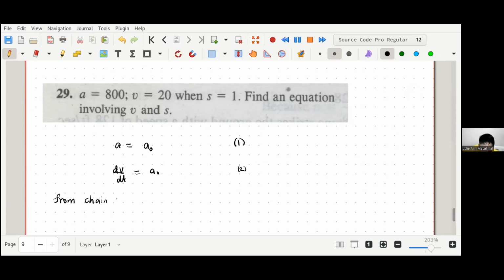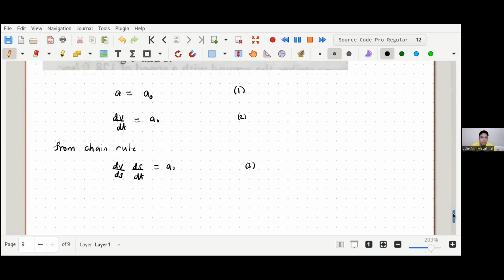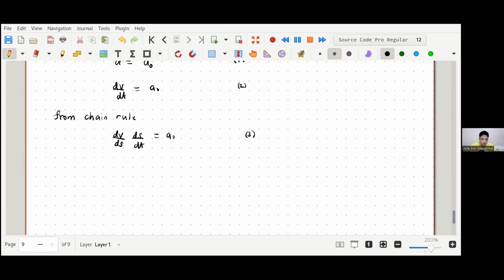pwede natin isulat yung velocity as a function of position, assuming walang reversals. So, dv/ds times ds/dt is equal to a sub 0. Ngayon, but what is ds/dt? That's still the velocity, diba? So, v dv/ds is equal to a sub 0.